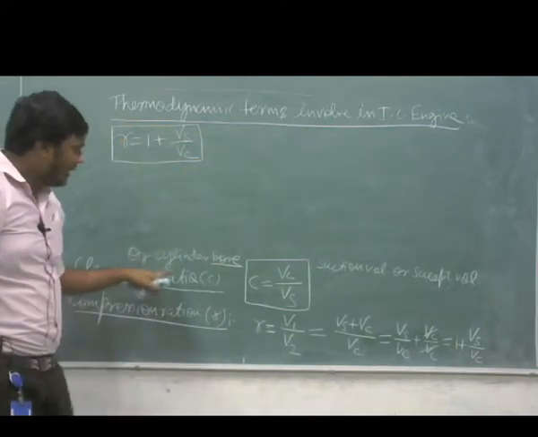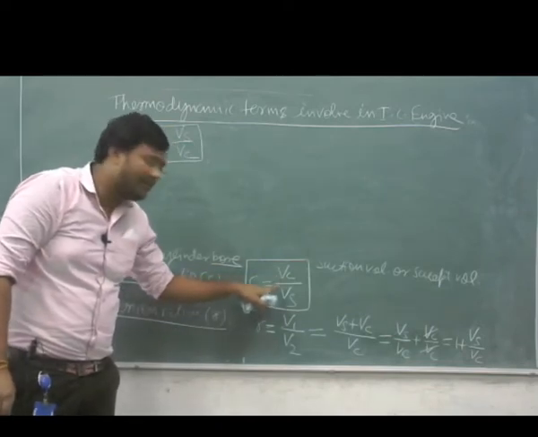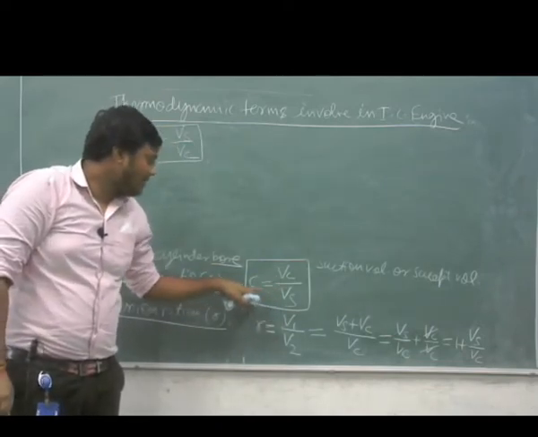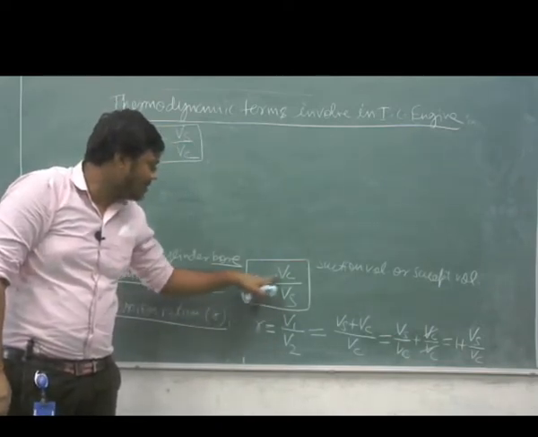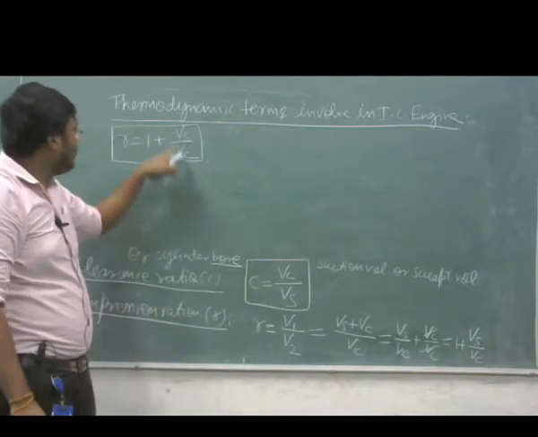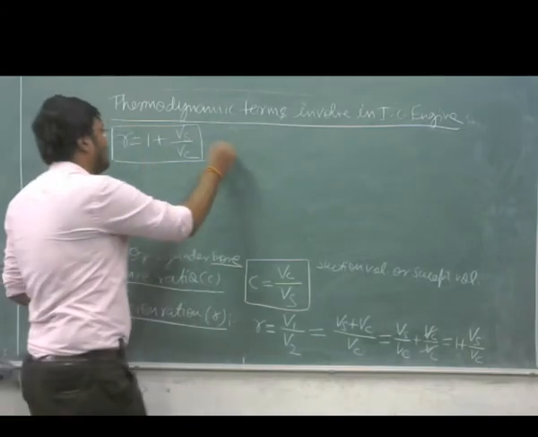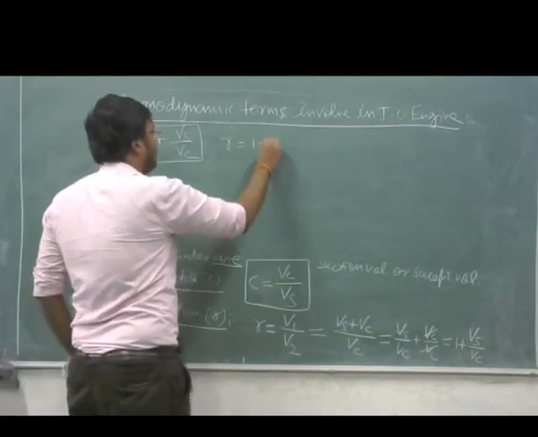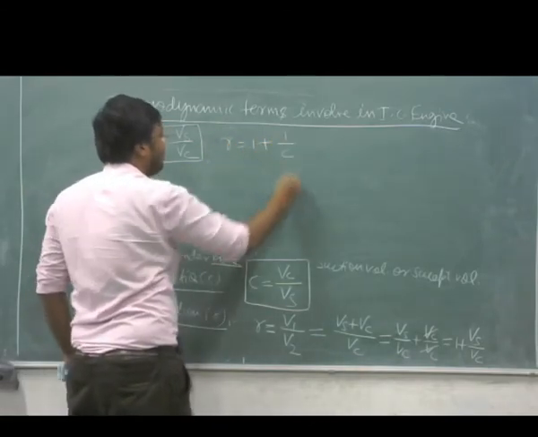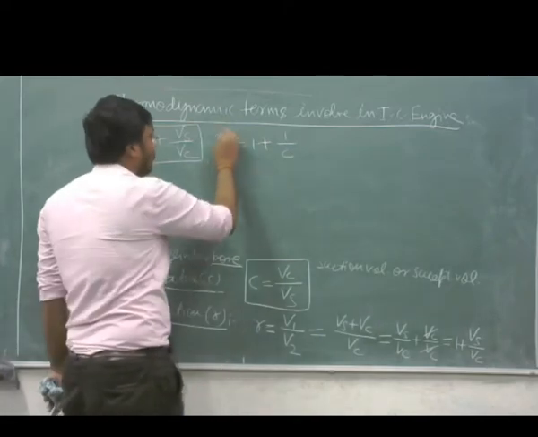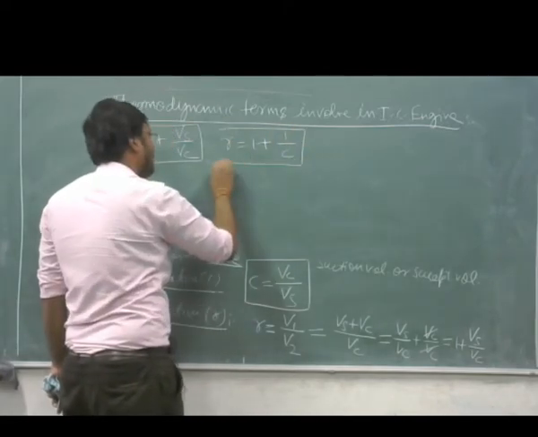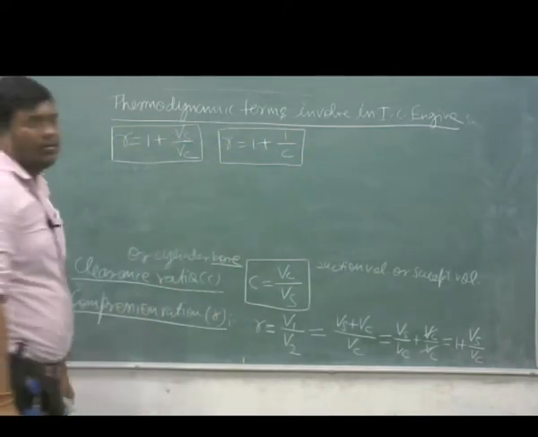We also know that small c is equal to Vc by Vs. If we write small c equal to Vc by Vs, then the value of Vs by Vc should be equal to 1 by c. So we can say that R is equal to 1 plus 1 by c. This is the second formula for compression ratio.